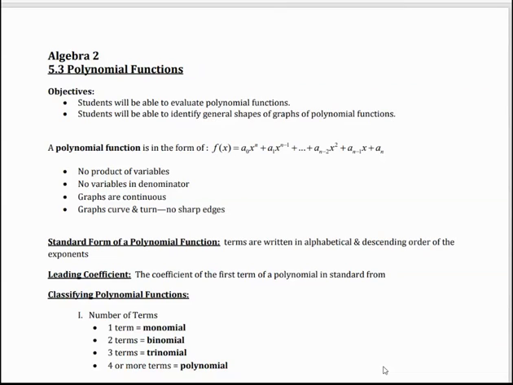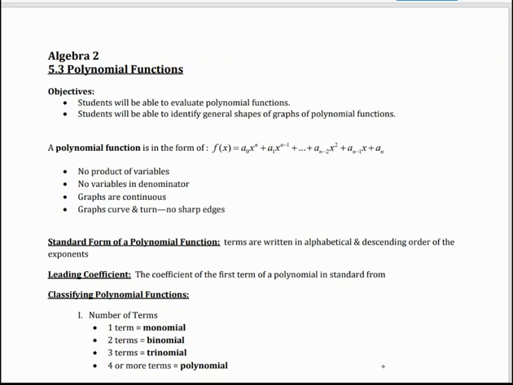Section 5.3 goes into polynomial functions a little bit more in depth than what we've already discussed. So some of it will be some review, and others of it will be, like I said, some more in-depth topics regarding polynomial functions. So we can see here a polynomial function is in the form of f of x or y equals a sub 0 x to the n plus a sub 1 x to the n minus 1, and so forth. And what this is showing is that our powers are declining, because when we're in standard form, we always want to have declining powers.